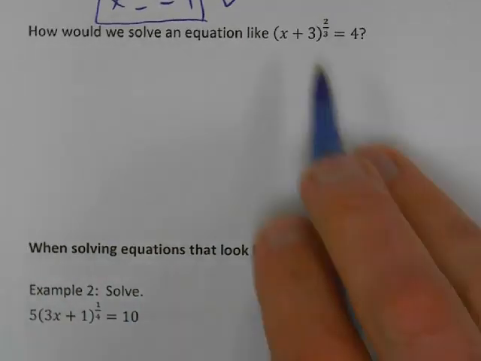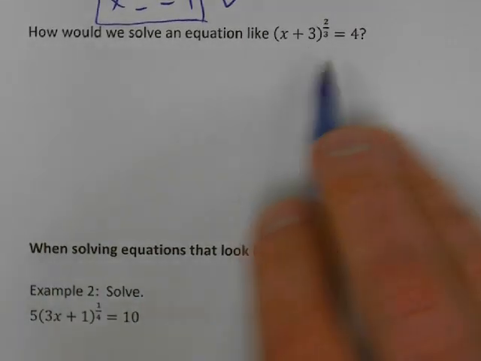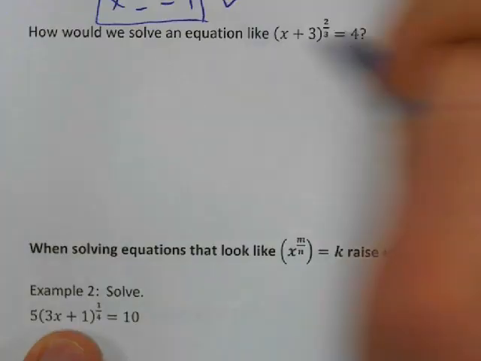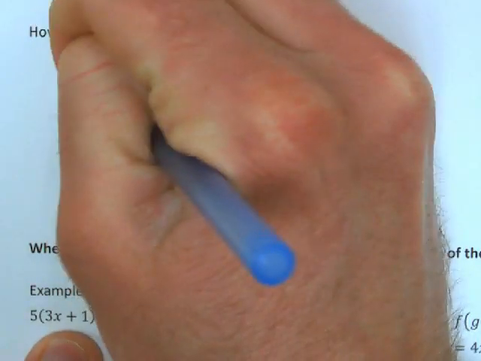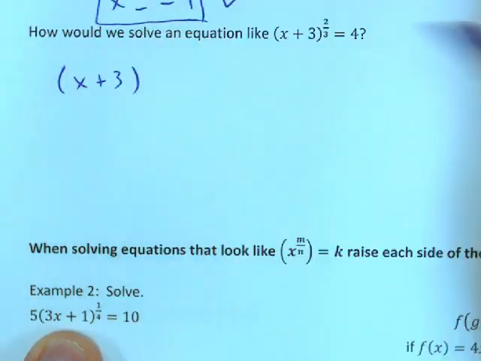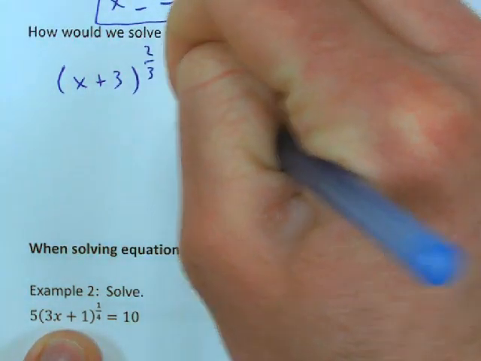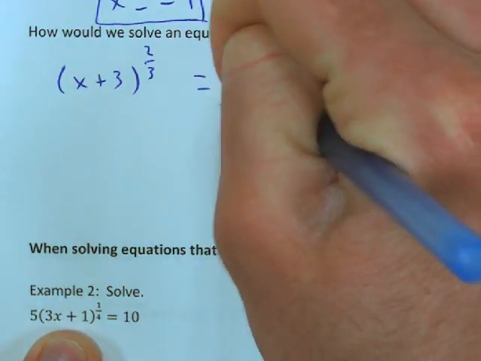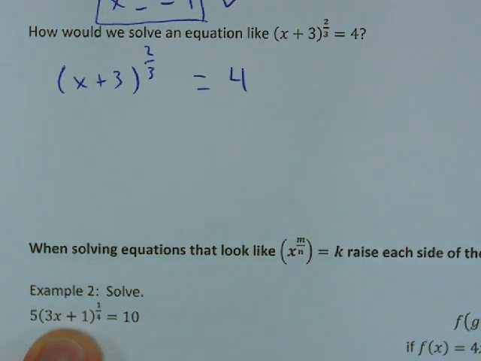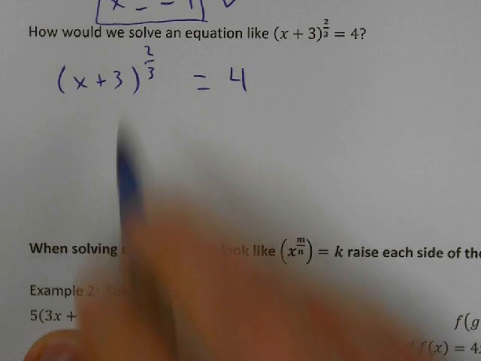Next, how do we solve an equation like this one? Now let's rewrite this so we have a little room to work. We've got x plus 3 to the 2/3 power equals 4. I'm going to leave a little bit of a gap on purpose. Okay. Now, how would I solve this problem?